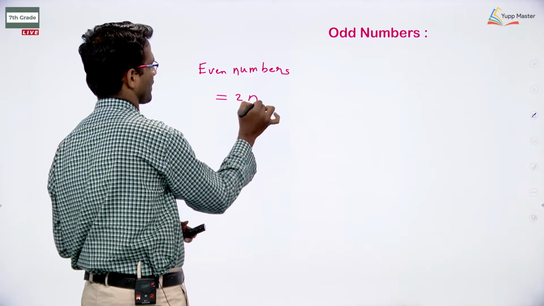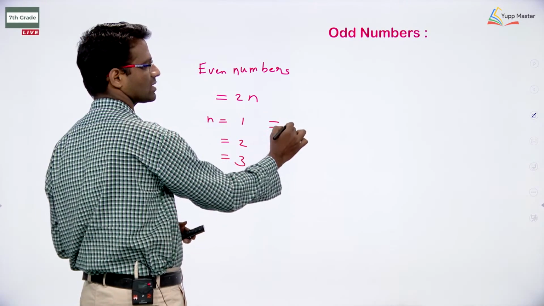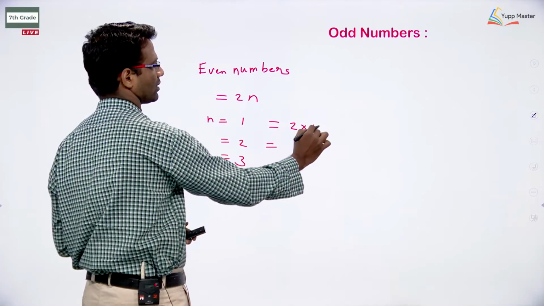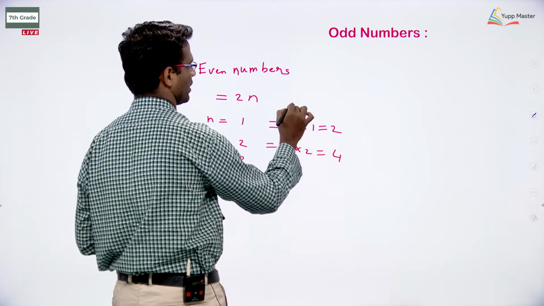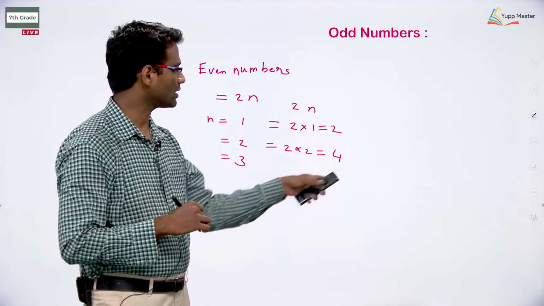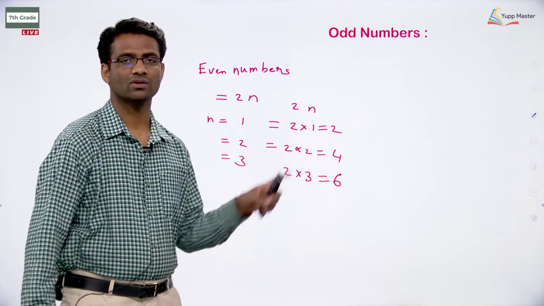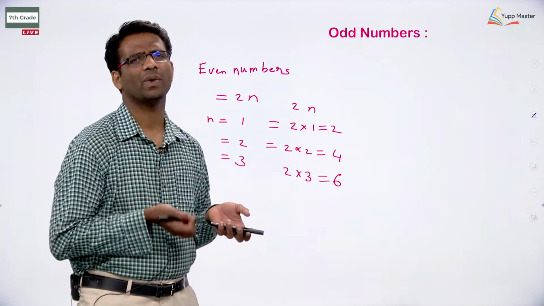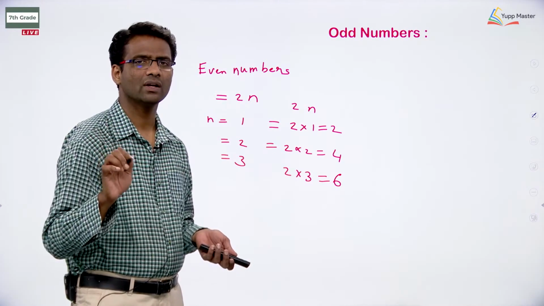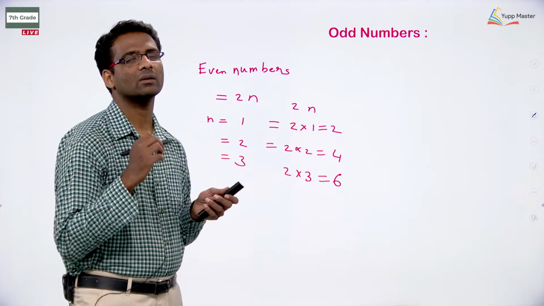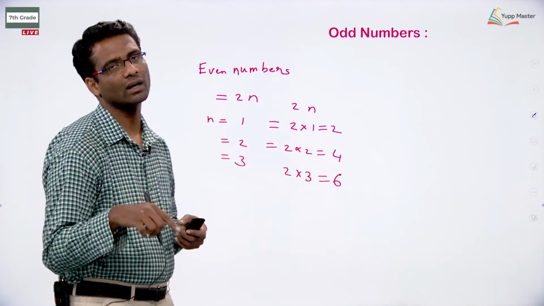The general form is 2n. In place of n, if I take numbers, I will get 2 ones are 2, 2 twos are 4, 2 threes are 6. All of these are multiples of 2. In the 2 table we have 2 ones are 2, 2 twos are 4, 2 threes are 6, 2 fours are 8, 2 fives are 10, like that. So all multiples of 2 are divisible by 2, which means multiples of 2 are even numbers.